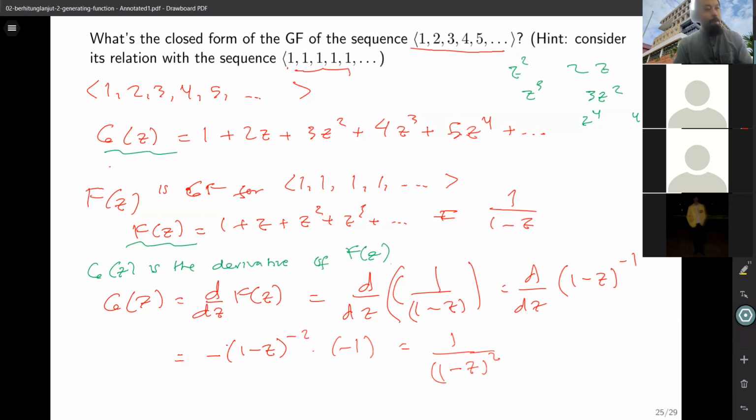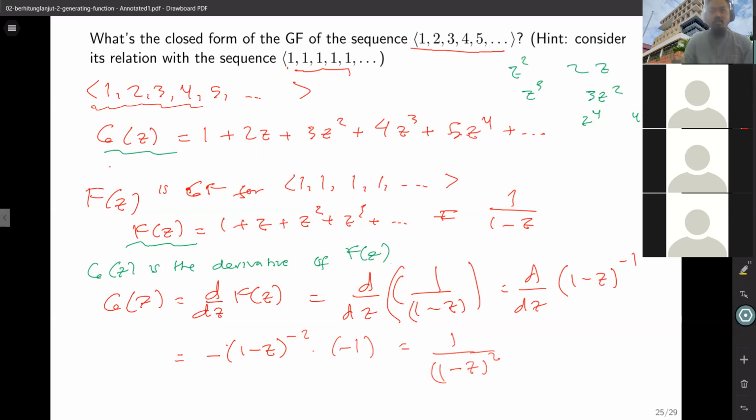Any question? No? Yeah. So essentially, this sequence would have this generating function as a closed form.